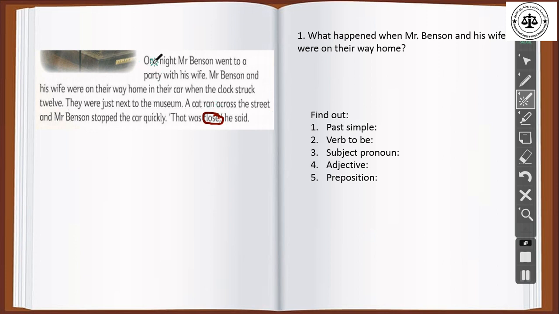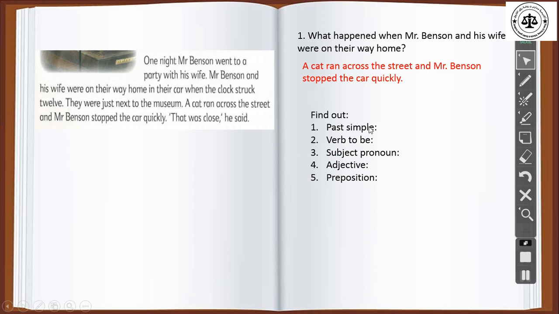Okay. Here, who can give me past simple? Yes, went. Here it's a past simple. Yes. Thank you. Were, past simple. Ran, it's a past simple. Stopped, okay. And sit, past simple. Okay. What happened when Mr. Benson and his wife were on their way home? What happened? Yes, ya Basma. Thank you. A cat ran across the street and Mr. Benson stopped the car quickly.